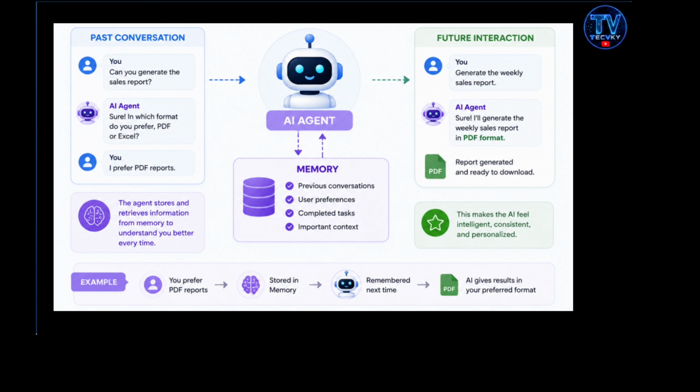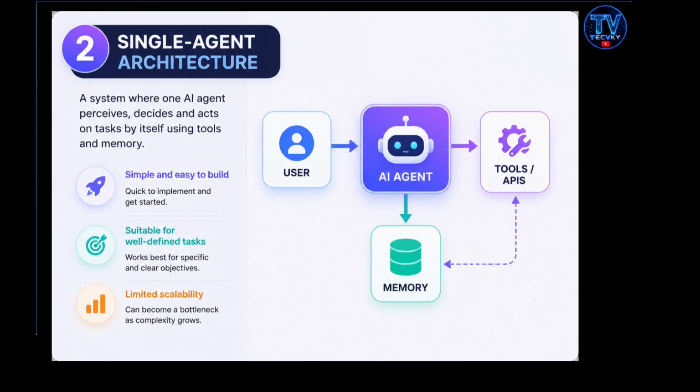Okay. So why do many companies start with a single agent architecture? First, it's simple and easy to build. You only need one AI agent managing the entire process. Second, it's perfect for well-defined tasks where the workflow is relatively straightforward. Things like generating reports, summarizing documents, answering customer questions, or automating routine tasks.